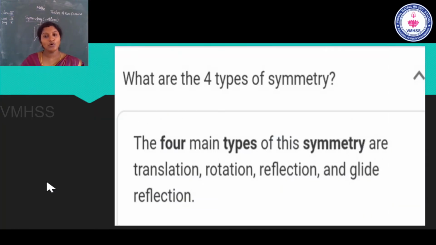What are the four types of symmetry? You already know. The four main types of symmetry are translation, rotation, reflection and glide reflection. Once again: translation, rotation, reflection and glide reflection. These are the four main types of symmetry.